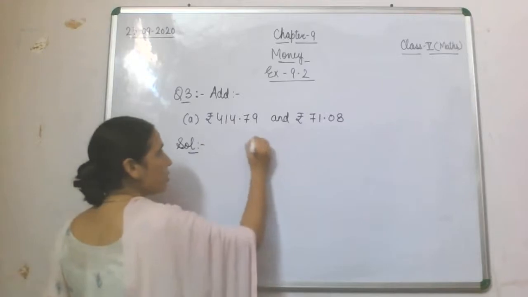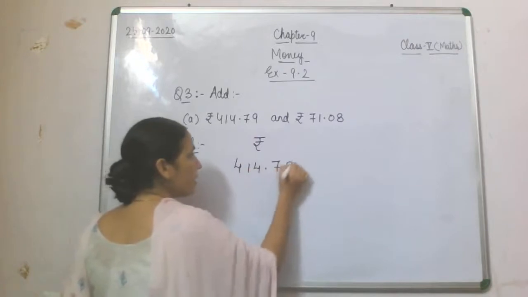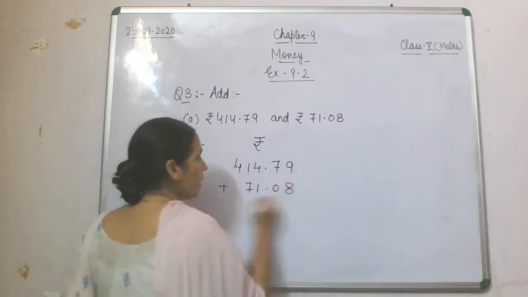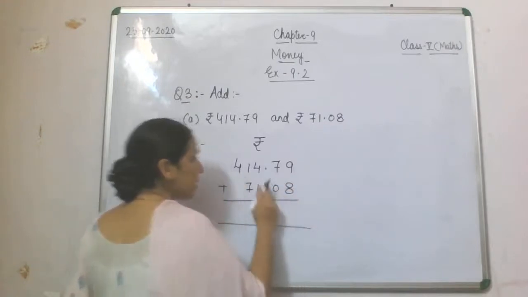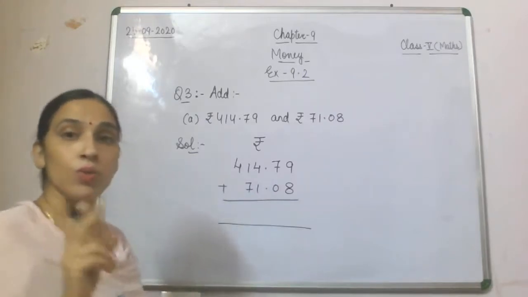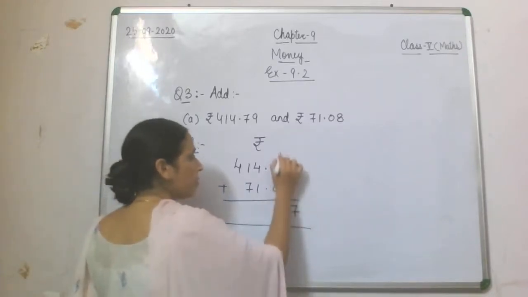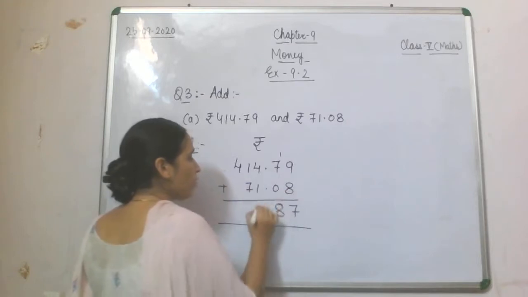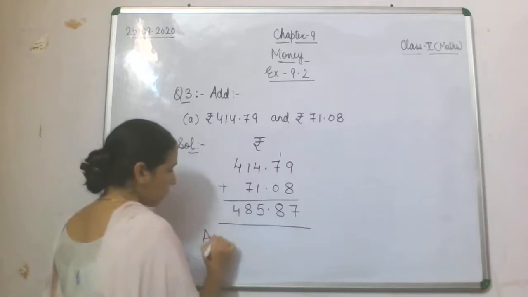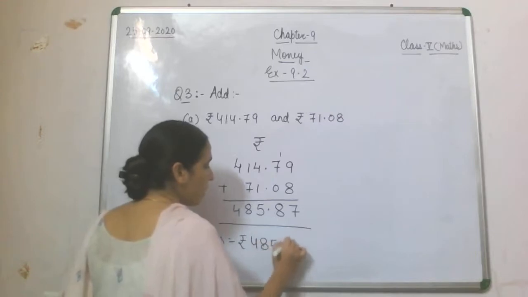So how will you arrange it into a column? First of all, the unit you will write above, then 414 and 79 paisa, plus the other one, 71.08. Here you have to keep in mind that the decimal will always come just below the decimal. Here we are going to use the concept of decimal only. Now 9 plus 8 will be 17, 8, 4 plus 1, 5, 8 and 4. So what is the answer here? Here you have got the answer rupees 485 and 87 paisa.